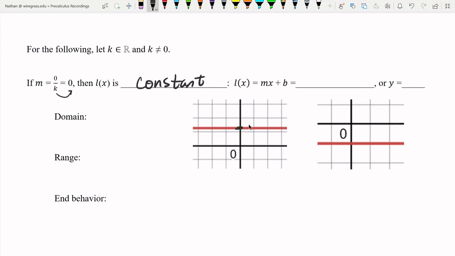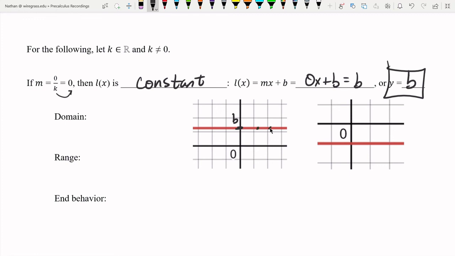Let's look at this. This is mx plus b. Well, m is 0, so we get 0x plus b. But that's just b. So this is typically how you'll see it written, as y equals b, or L of x, or some function notation equals b. But it's just the y-intercept.